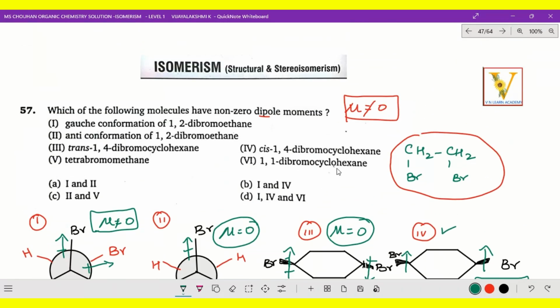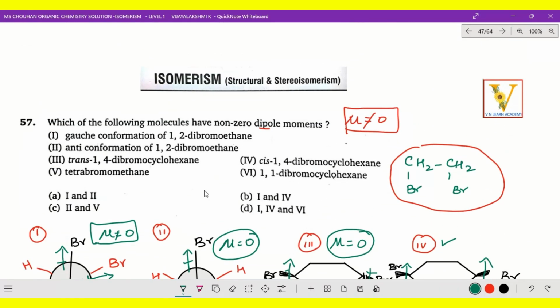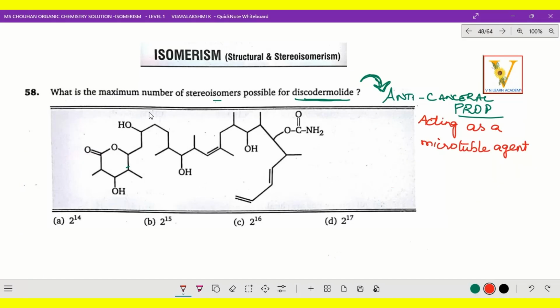This is really logical thinking. To identify it, they have given only the wording of the formula, so you have to go for the structural way. Okay, come on, I hope you got that clarity. Come on, let's go to the next question. Really interesting. What is the maximum number of stereoisomers possible for discodermaloid?